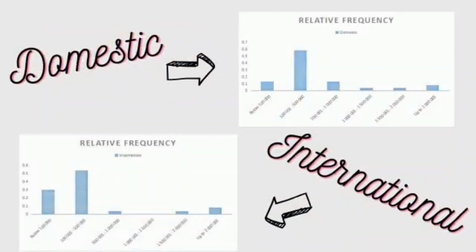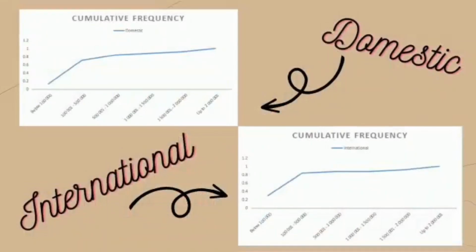In addition, I also prepared a histogram graph to clearly show the comparison between domestic and international based on the relative frequencies we calculated earlier. The next slide is an ogive graph, which is also the same as the histogram graph. The comparison between these two can be seen here clearly.